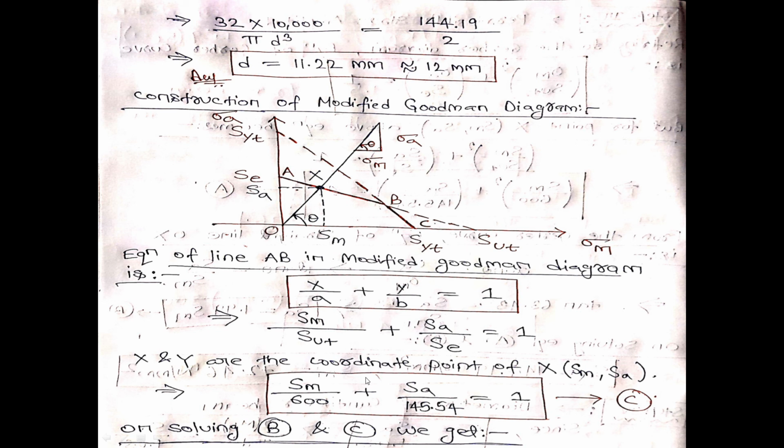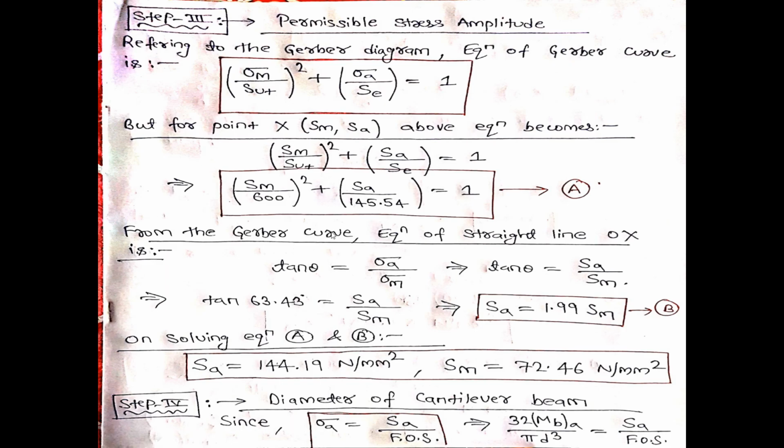So the final equation becomes Sm by Sut plus Sa by Se equal to 1. Sut is given as 600, so Sm by 600 plus Sa by Se, where Se we have found to be 145.54, equals 1. That is equation number C. You need one more equation to get the values of Sm and Sa. You already know that equation: tan theta is equal to Sa by Sm, where tan of 63.43 is equal to Sa by Sm. That is equation number B.